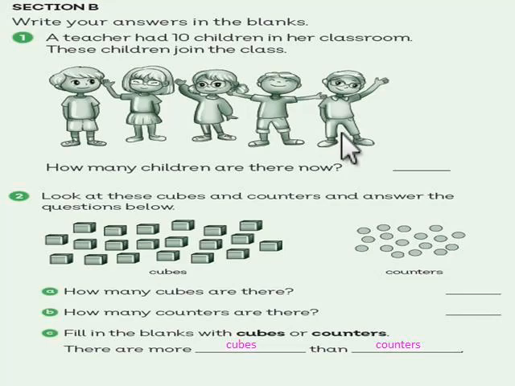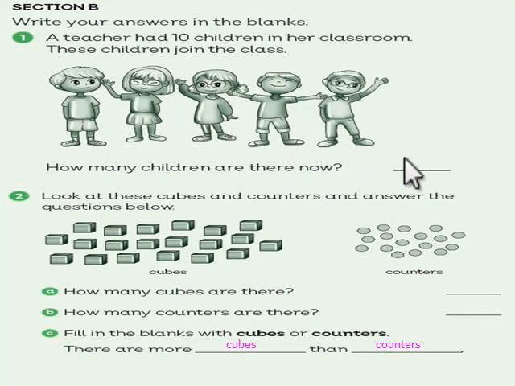Okay, if you look at the picture, how many students do you see here? 1, 2, 3, 4, 5. So there are 5 children here in the picture. But the teacher had 10 children in her classroom. So these 5 children joined in the class. So how many children are there now? Okay, write the Hindu Arabic number or numeral number. 10 plus 5.